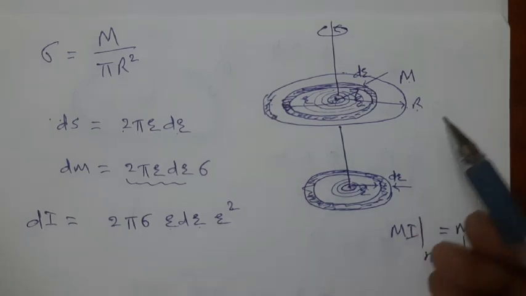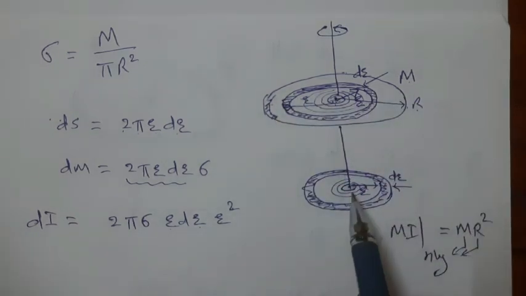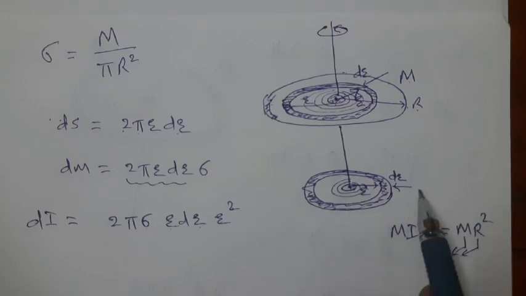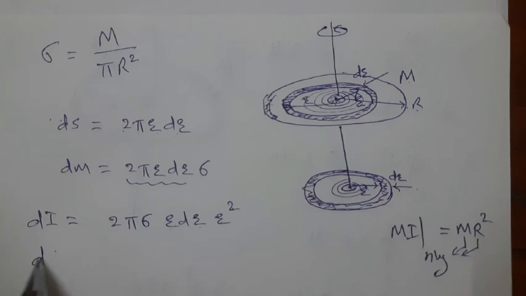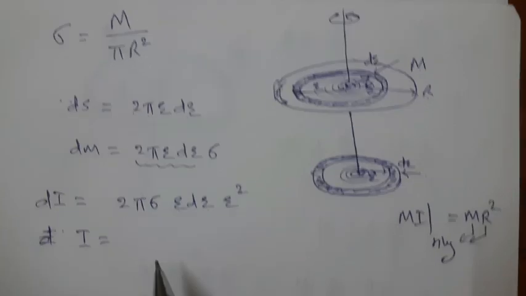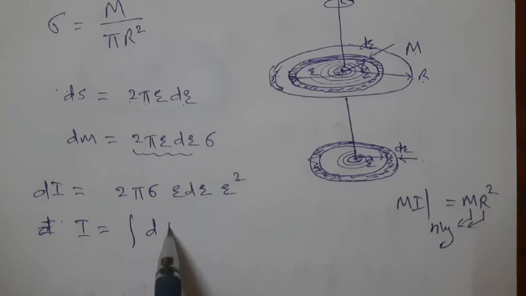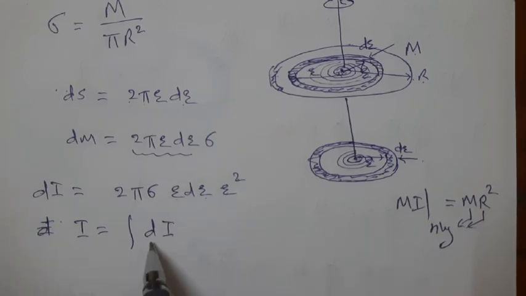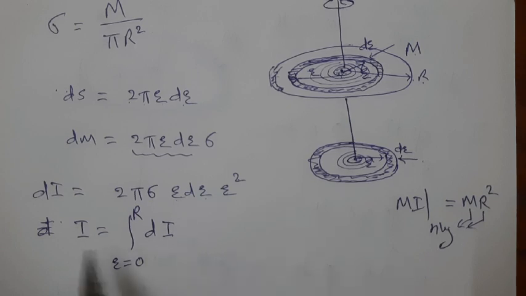Means to generate or to consider a disk, I will have to consider such rings from radius 0 to capital R, and therefore the moment of inertia of the entire disk is the integration of dI, that is, we will have to consider the moment of inertia of all such rings where r varies from 0 to capital R. Again remember that I cannot just write integration dI, because if I is the variable, then integration dI is equal to I itself. Correct? I itself, and it is so.